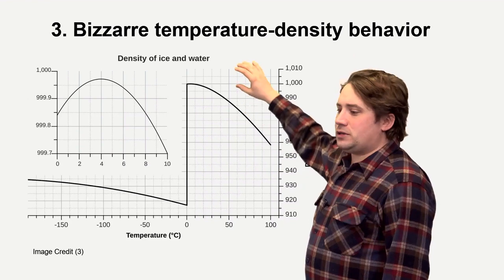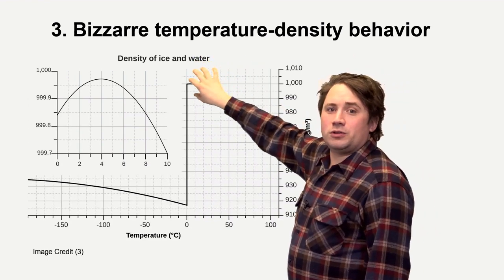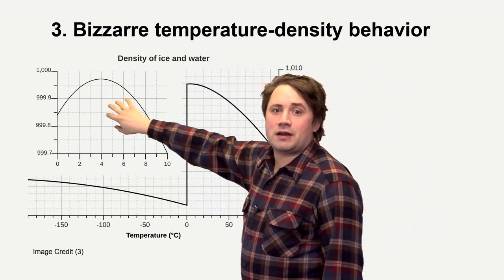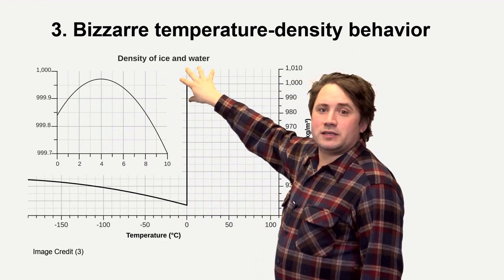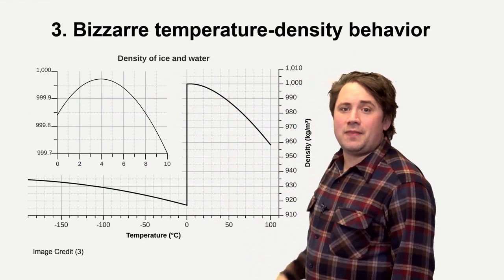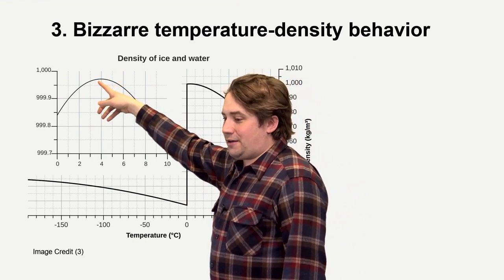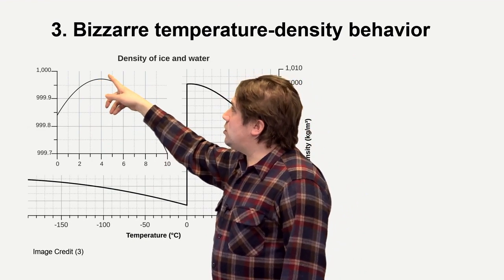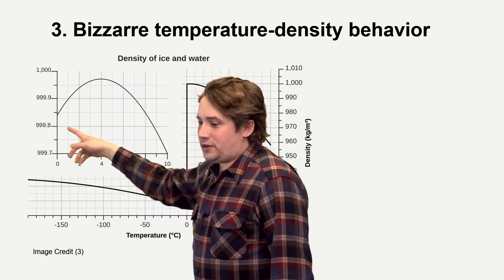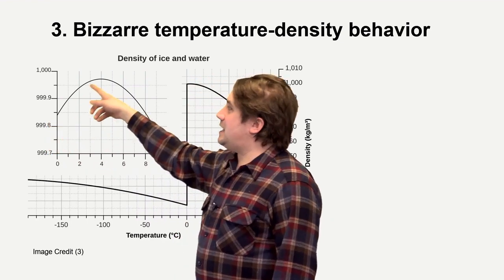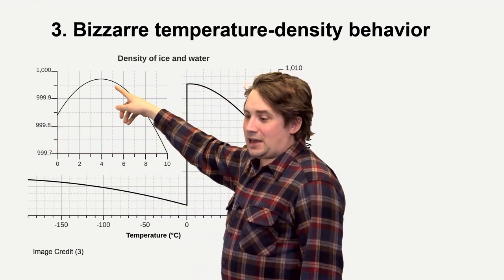Second thing that I want to note happens up here, which is zoomed in over here. This little inset graph right here is just a zoom in of this area right here. And that's that water has a density maximum, you can see right here, at 4 degrees. So colder water, water that's at 0 degrees, is less dense than water that's at 4 degrees.